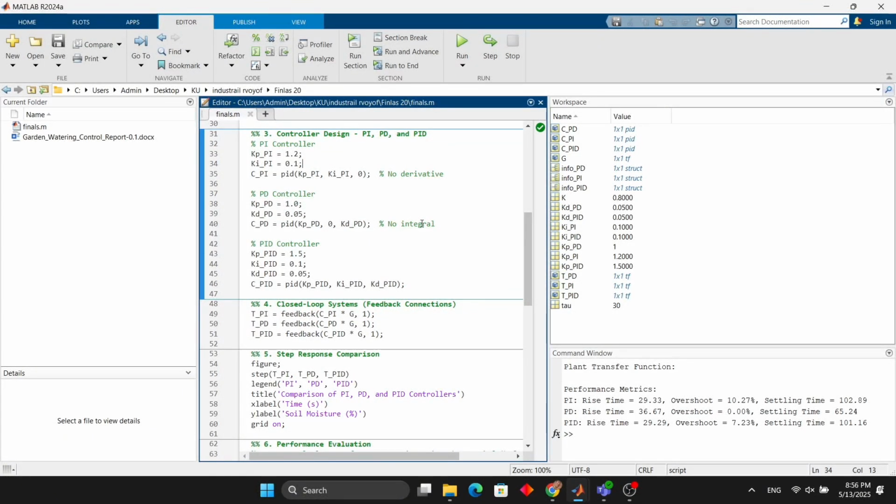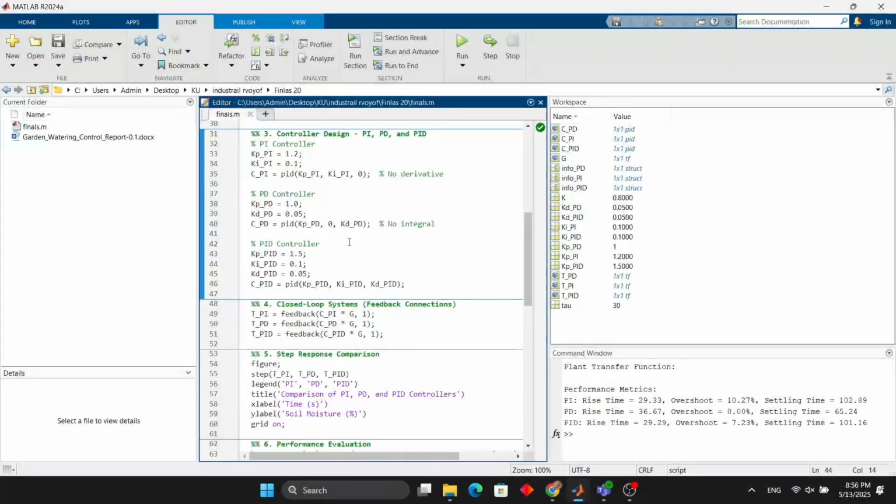For our controller design, we design and compare three classical controllers: PI, PD, and PID. Each controller was manually tuned based on the system response. As you can see, Kp is 1.2 and Ki is 0.1 for the PI controller. And for the PD and PID, we also tuned them manually. You can see this in the code.